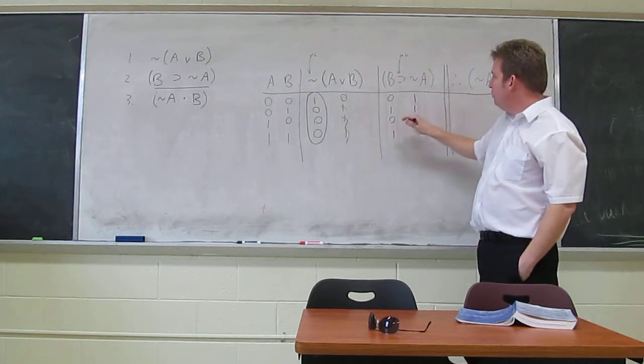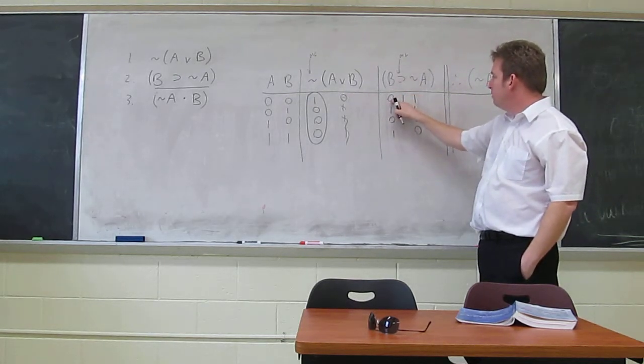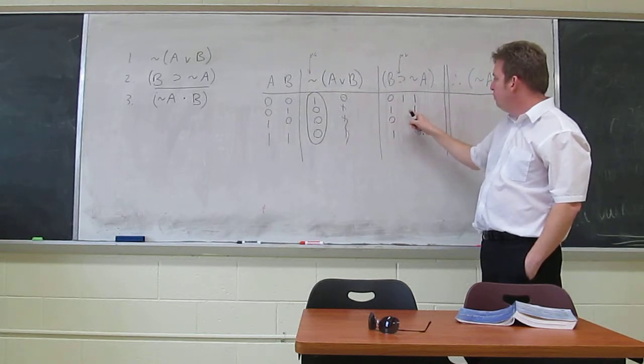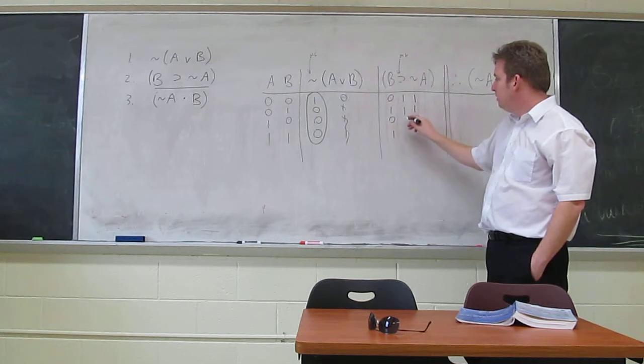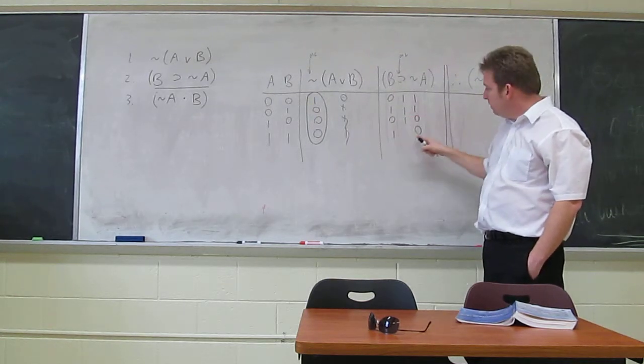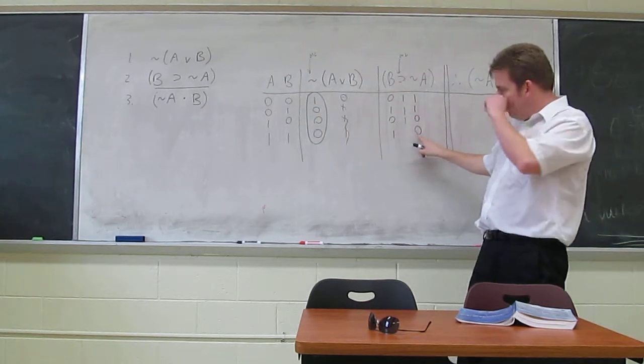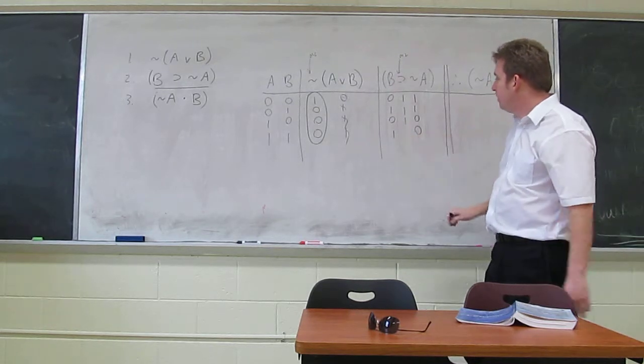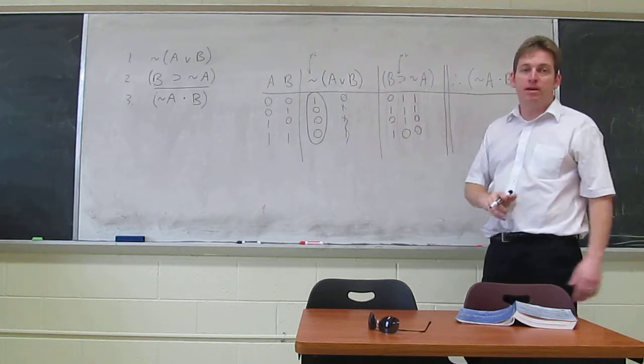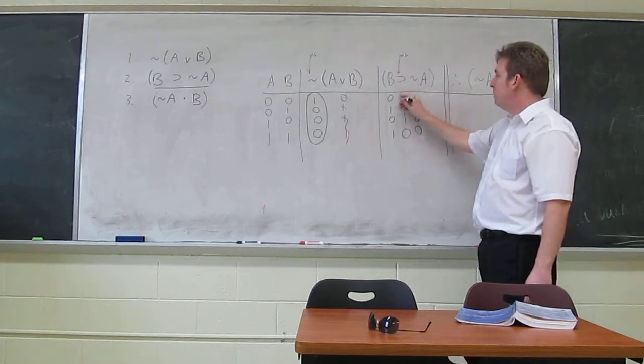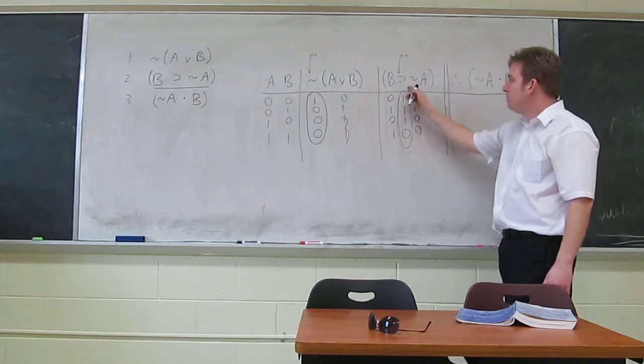0, 1 on a horseshoe is 1. In other words, false, true is true. True, true is true. False, false is also true. True, false, that's the only case when we have a 1 on the left and a 0 on the right. It's the only case where our horseshoe comes out false. So there's our value for the second premise.